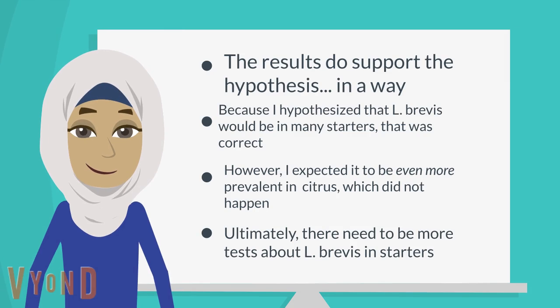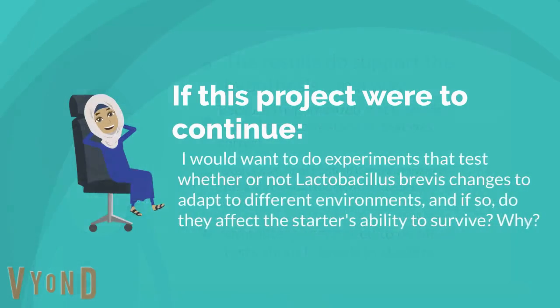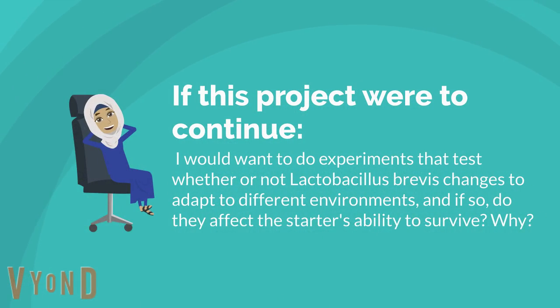So it is hard for me to say whether or not the hypothesis is supported, and so I do think that there need to be more tests about L. brevis in starters for me to say whether or not I could see my hypothesis being supported. So if this project were to continue, I would want to do experiments that test whether or not Lactobacillus brevis changes to adapt to different environments, and if so, do they affect the starter's ability to survive, and why?